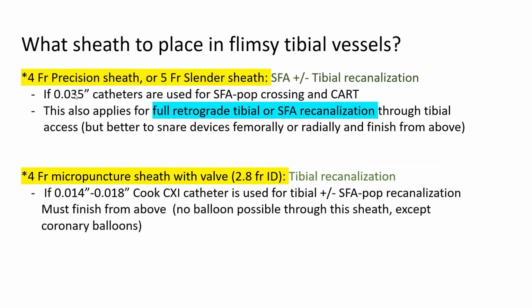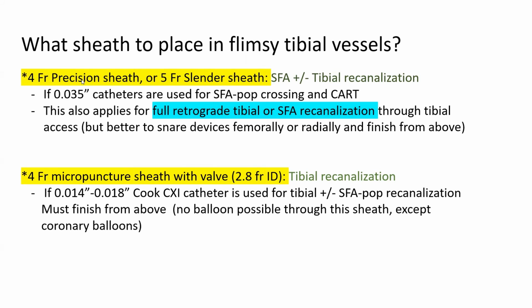You can also use a 4 French sheath for infrapopliteal, not typically though. For infrapopliteal, I just use a smaller sheath, but you only use a 4 or 5 French slender sheath for infrapopliteal recanalization if you're planning on fully treating that tibial vessel from the tibial axis, okay?